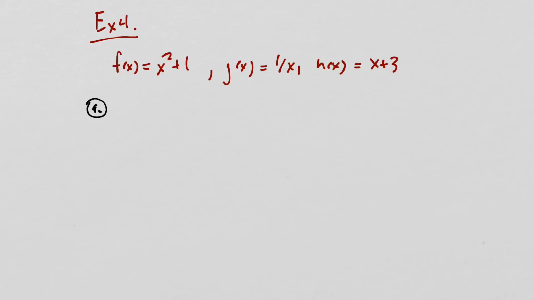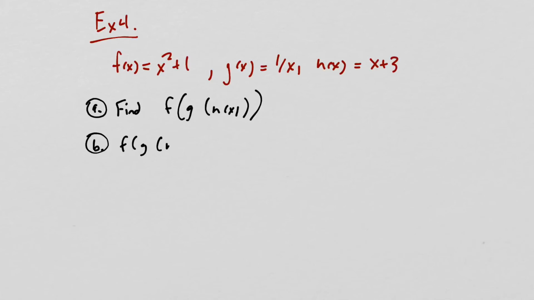Here, we want to find f composed with g composed with h of x. Part B, evaluate f composed with g composed with h of x at the point 1. Before we go any further, let me write out an alternative notation to part A. This is going to be the same thing as f of g composed with h of x, and this is going to be equal to f composed with g composed with h of x.